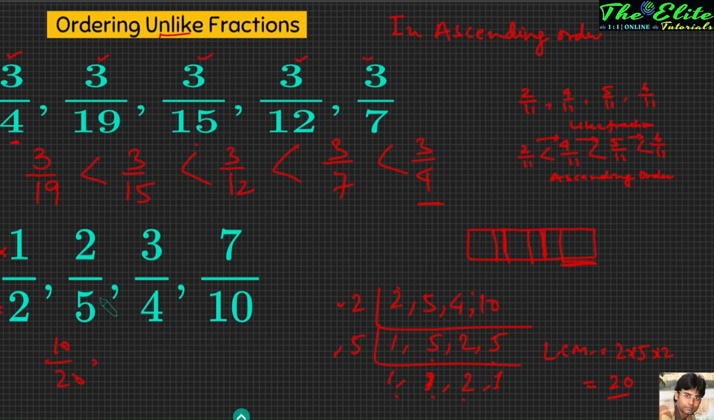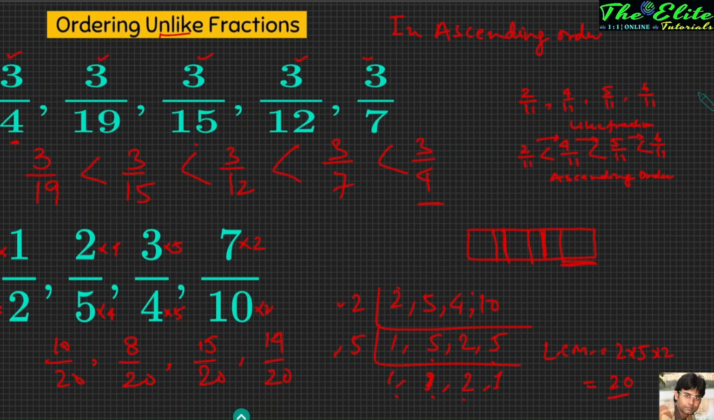Likewise, if you want to make this 20, you have to multiply this by 4. So you will multiply this by 4 to make it equivalent. So it is going to be 8 over 20. Likewise, 4 times 5 makes 20, so 3 times 5 will make it 15, so 15 will be written in the numerator, 20 here. Likewise, 10 times 2, 7 times 2, 14 over 20.